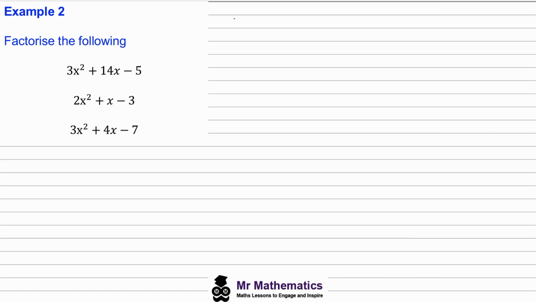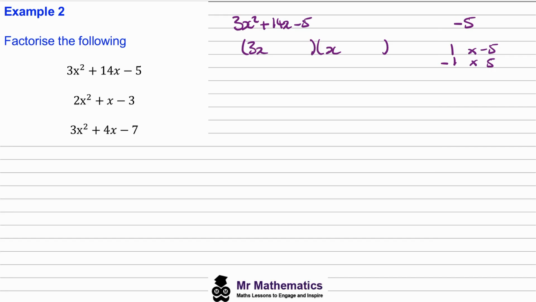Okay, so in example 2, we've got 3x squared plus 14x minus 5. So again, we'll need 2 brackets. We'll have 3x in one and x in the other. And now we need the two numbers, here and here, to multiply to make negative 5. So if we look at the factors of negative 5, this is 1 times negative 5, or negative 1 times positive 5. Remember, a negative times a positive will give us a negative.